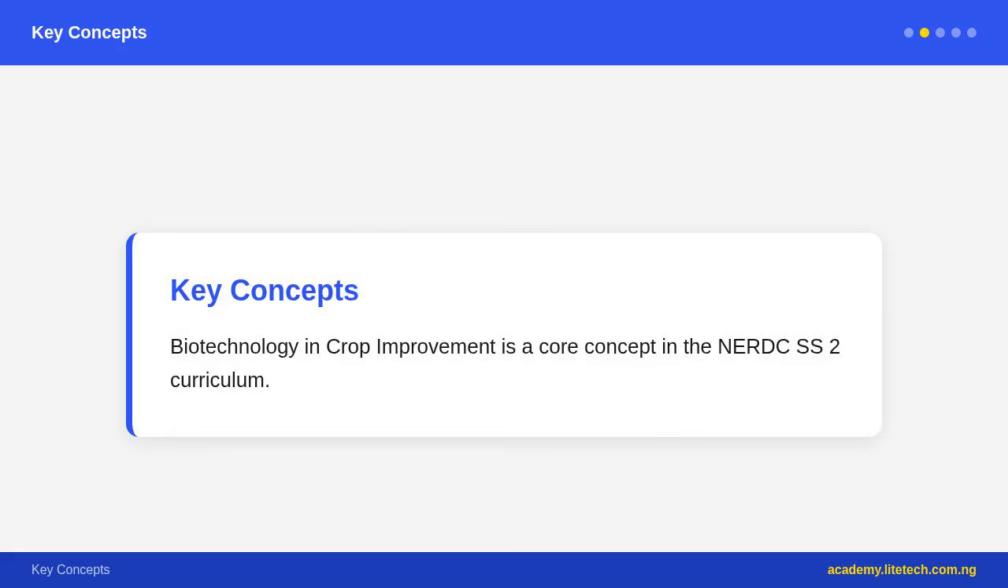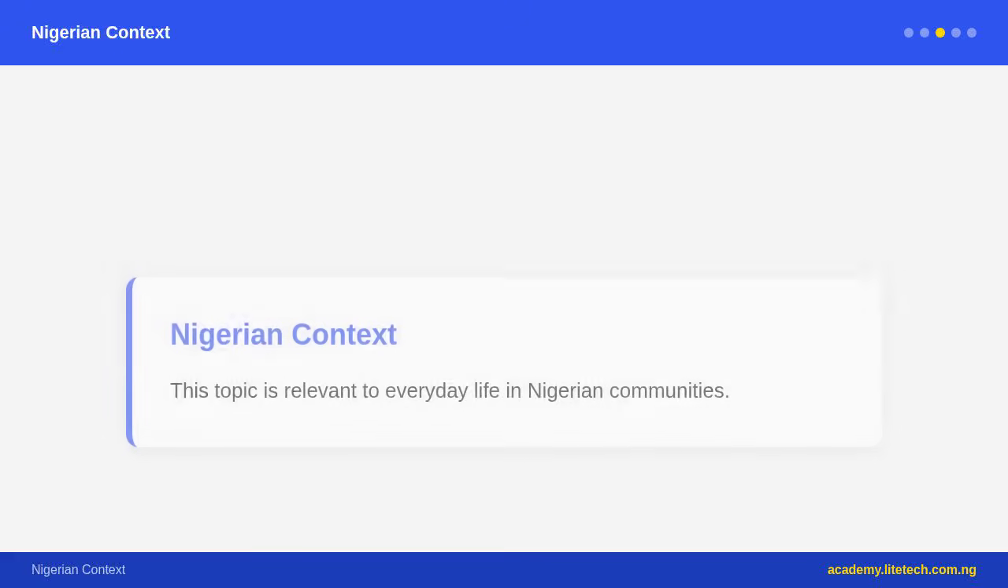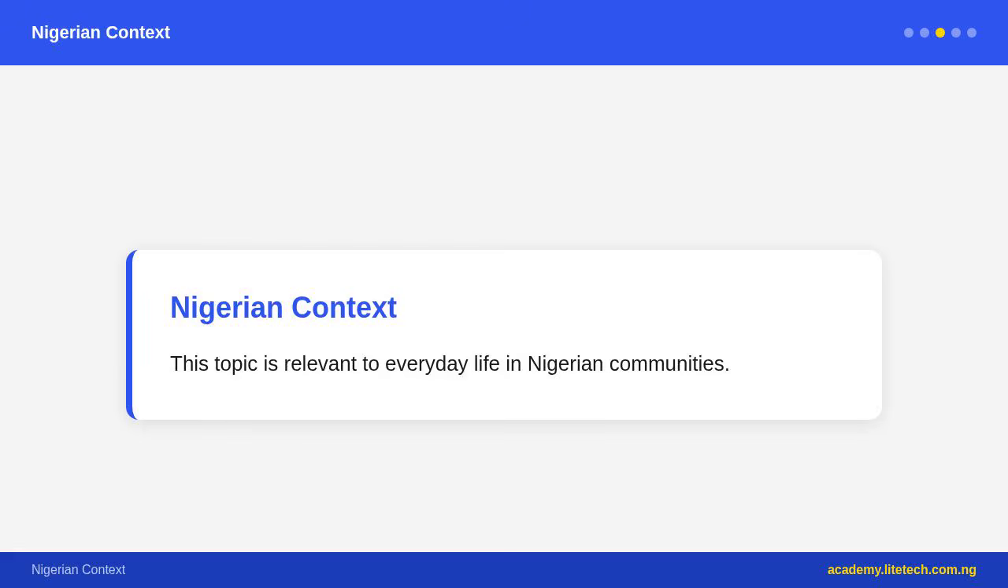Step 6. Evaluation. The transgenic plants are tested for trait expression, yield, and safety in the laboratory, greenhouse, and field. Examples of GMO crops. Bt cotton contains the Bt gene and produces a protein toxic to bollworm and pink bollworm. It significantly reduces pesticide use and is widely grown in India, China, the USA, and is now being introduced in Nigeria.